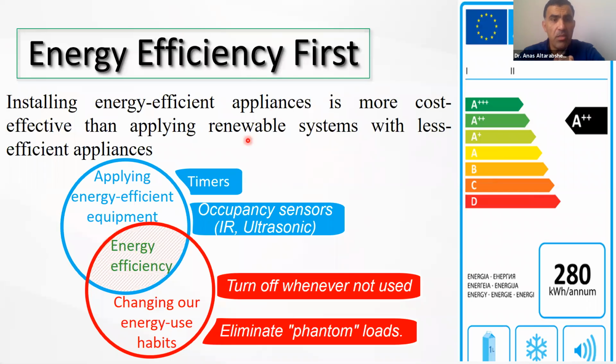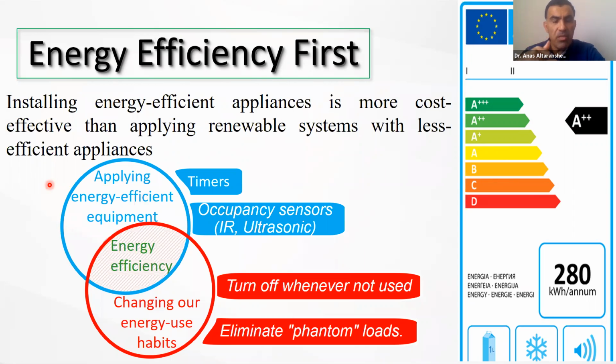What do you mean by that? Now, first of all, the first part of the energy efficiency is applying energy efficient equipment. That means we can include timers, okay? And those timers will turn off the devices after a specific time. We can include other devices like occupancy sensors, the infrared and the ultrasonic sensors, okay?